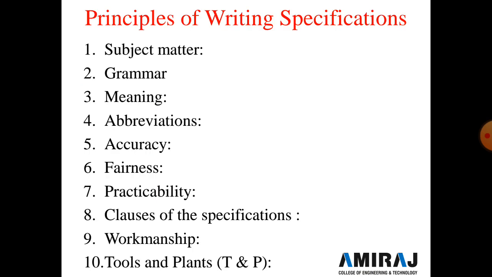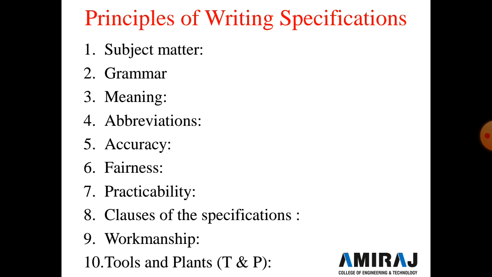Now next is the principle of writing specification. So here some of the important points are given for writing. Here the first principle of writing is subject matter. In subject matter, specification should be related to the information required after the contract is given to a particular contractor. The quality and size of the material required to do an item of work shall be fully described, and the proportion of mixing shall be clearly described.